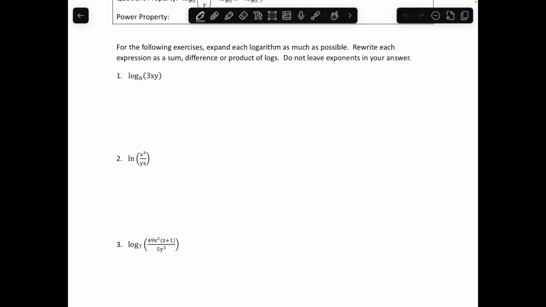For each of these following problems, we want to expand our logarithm as much as we can. Let's use our properties to expand number one. First off, we have log base b of 3 times x times y. We can go ahead and separate this. It'll be log base b of 3 plus log base b of x, and then plus log base b of y.